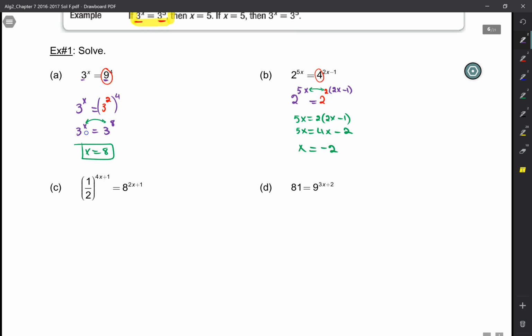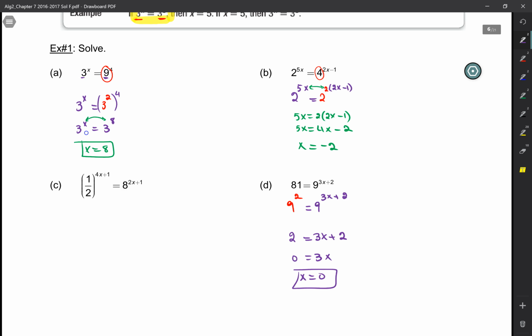You subtract 2's, so 0 equals 3x, and how much is x? x is 0, right? And if you do a quick mental check, if I put x equals 0 into here, I get 9 squared, which is 81.